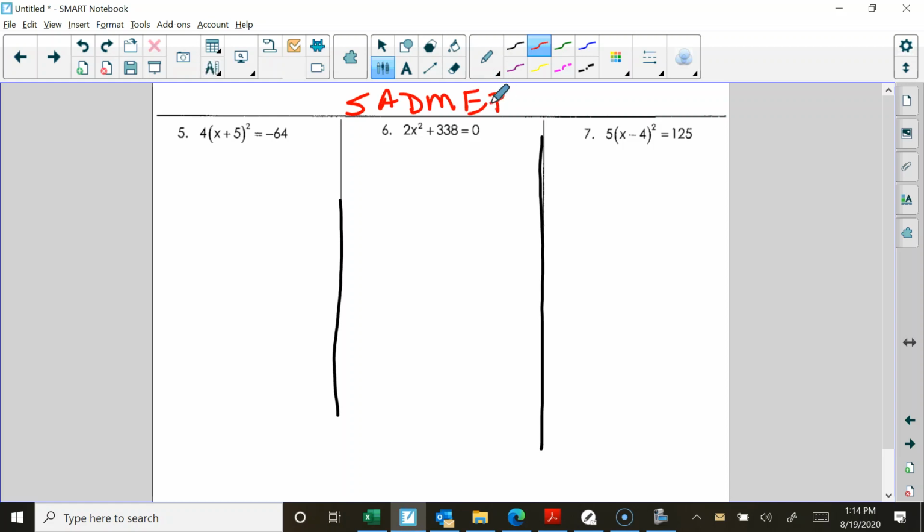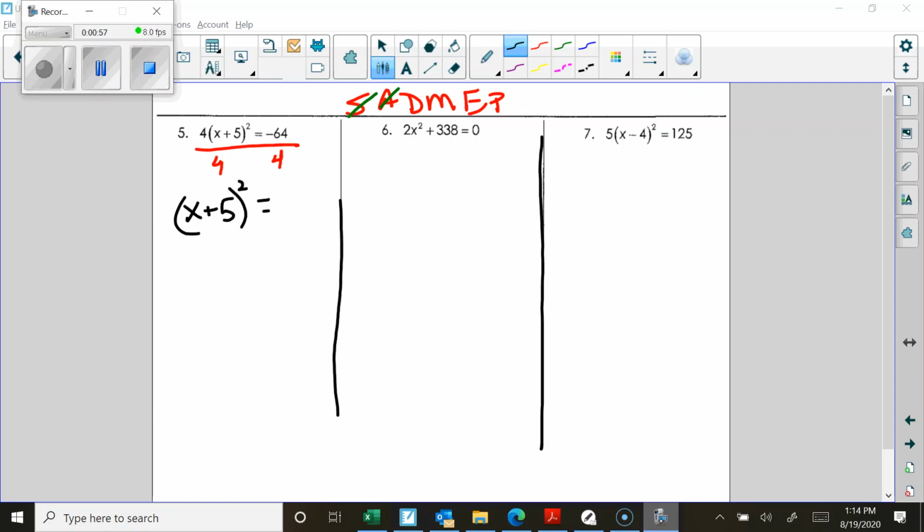Any addition, subtraction to do outside the parentheses? No. There's no subtraction or addition, so we go straight to division. So we're going to divide everything by 4. So when we do that, the (x plus 5) squared stays there, and 64 divided by 4 is, it's going to be a -16.